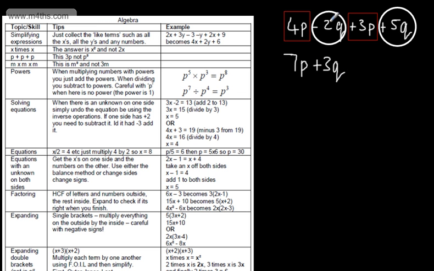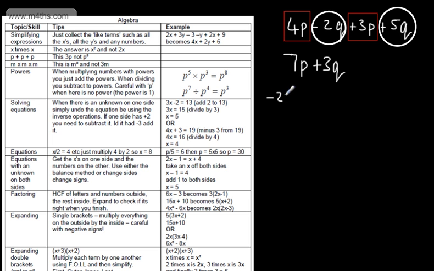A common error is that people add this 2q to the 5q. So it's 7p plus 3q. And this now is simplified. I've collected like terms. So let's do a slightly more challenging one.